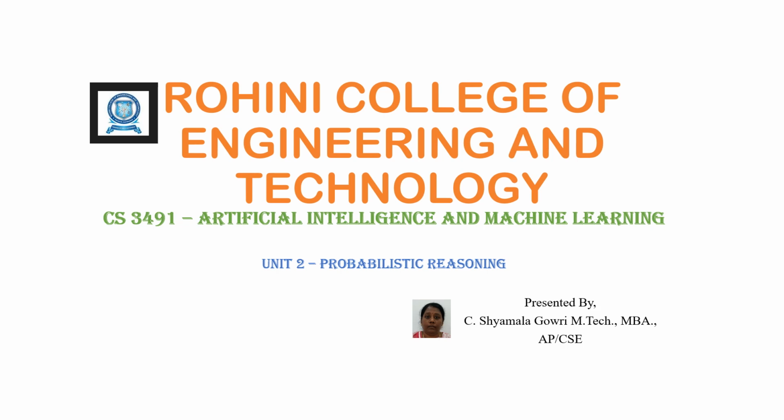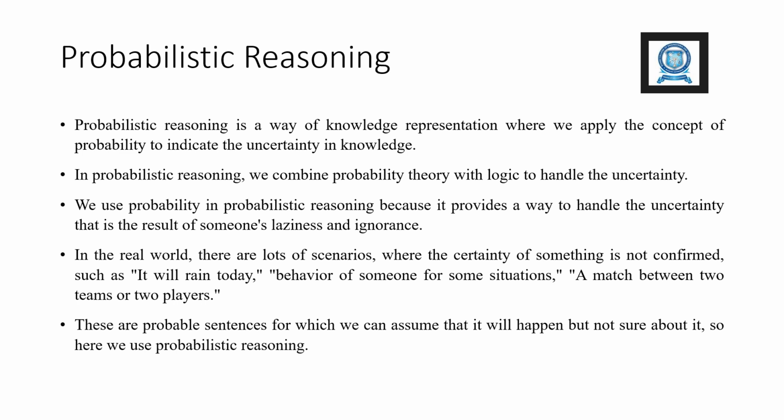Unit 2 Probabilistic Reasoning. In this presentation, I'm going to explain about probabilistic reasoning. It is a way of knowledge representation where we apply the concept of probability to indicate the uncertainty in knowledge. In probabilistic reasoning, we combine probability theory with logic to handle the uncertainty.